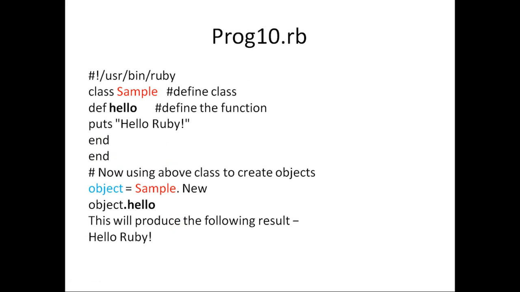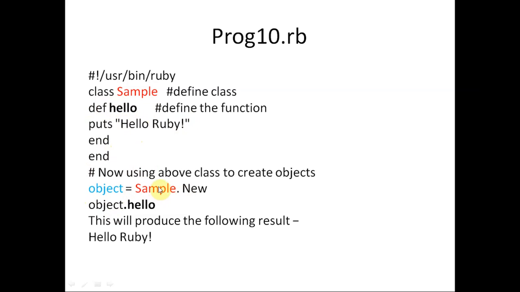In this program, we will write a program, run it, and see what the output is. So I declared class is equal to sample. Just I define the class. Then I define the function hello, def hello. Then puts hello Ruby. So this is the output of this function, end, and end the class here. Then I create an object. Any name you can give it. I have given the object name as object. Object is equal to sample.new.